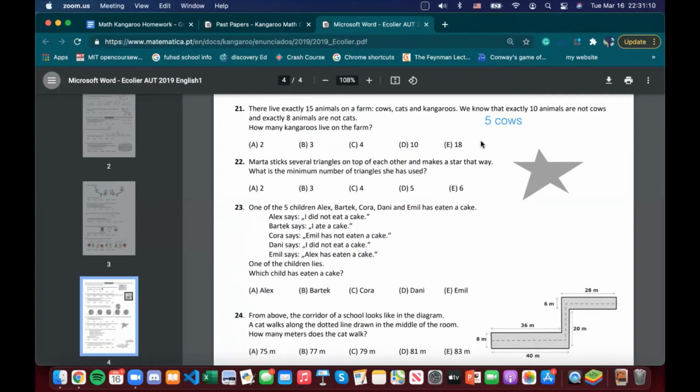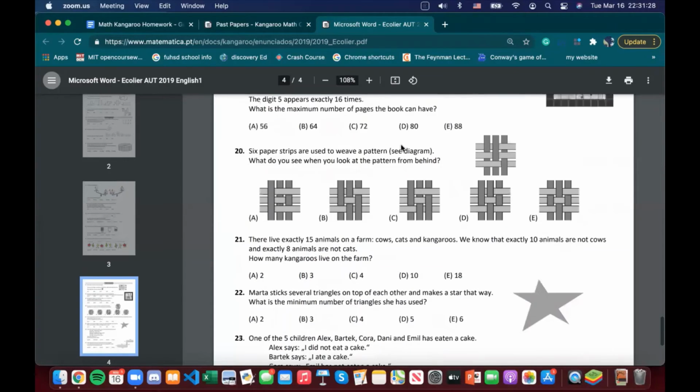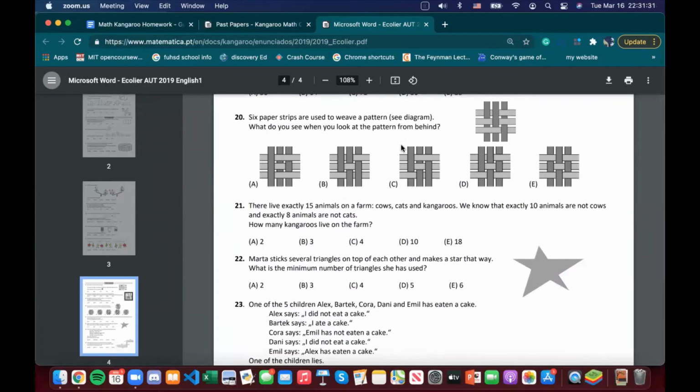Also, with the same logic, 8 are not cats. So 15 minus 8 is 7 cats. If we add these together, the leftover is 3. So 3 kangaroos. The answer for 21 is B. This is also very easy. Math Kangaroo is incredibly easy if you know the correct strategies, which are guess and check and making a drawing.